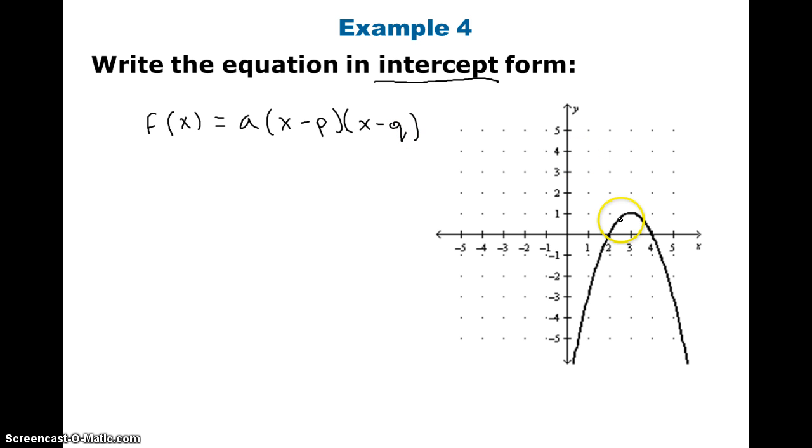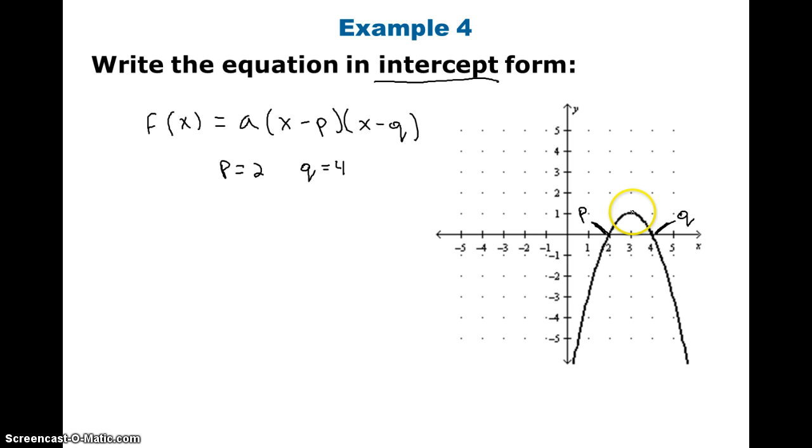First of all, we can see the x-intercepts. Here's one. Here's the other one. 2 and 4 are the x-intercepts. So when you talk about the intercept form, this intercept is p and this one is q. So we're going to substitute those values into the function. So let me write down p equals 2 and q equals 4. Now you are wondering about a. What is the value of a? First, notice the parabola is going down. So a has to be negative.